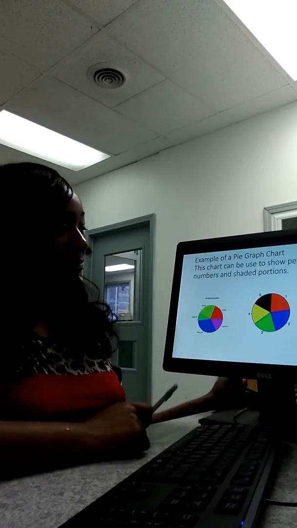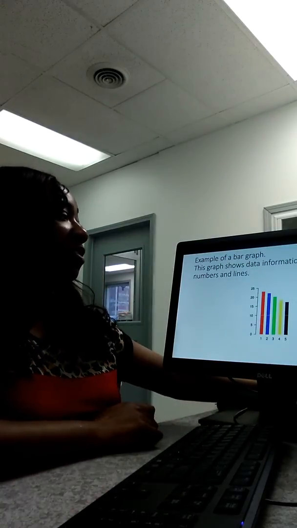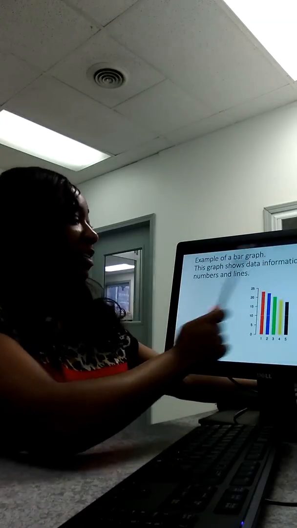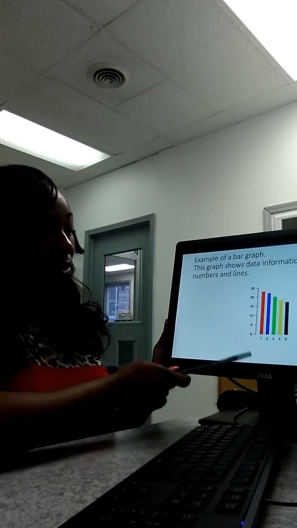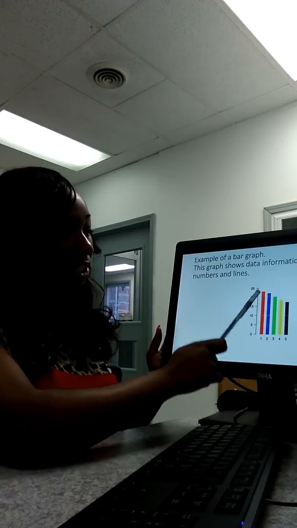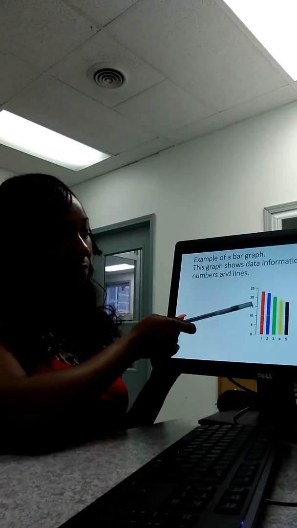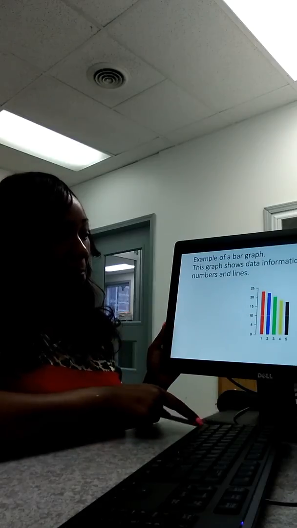The next example of a bar chart is a graph that shows data in two different ways. You can either use them in numbers or in color shaded, and you can use them on the side as 5, 10, 15, 20, 25 as well.